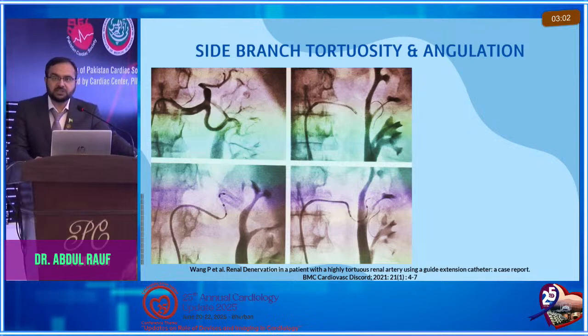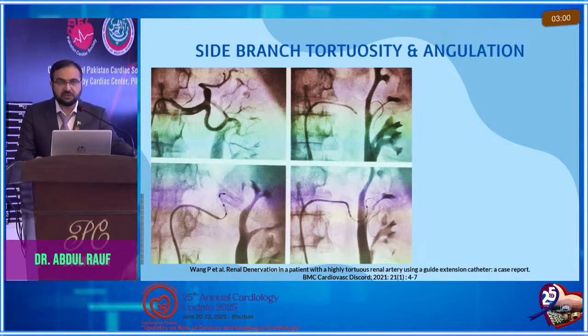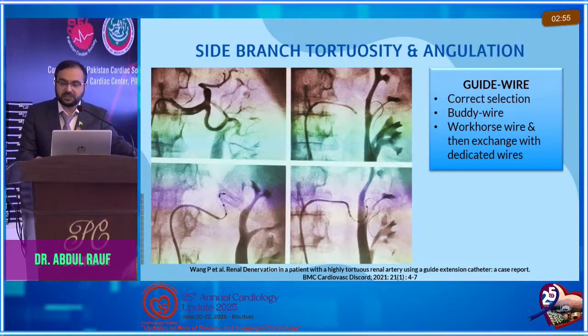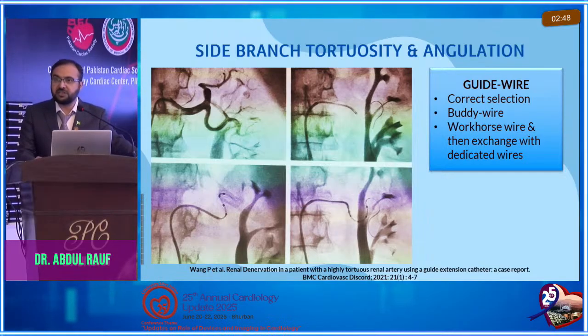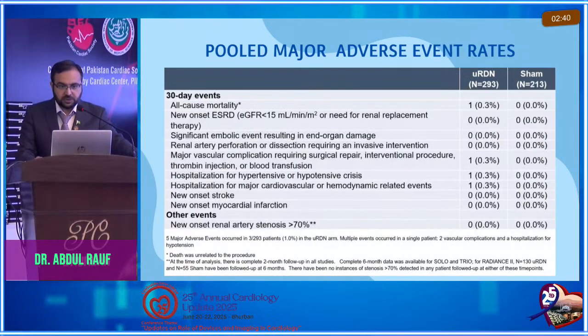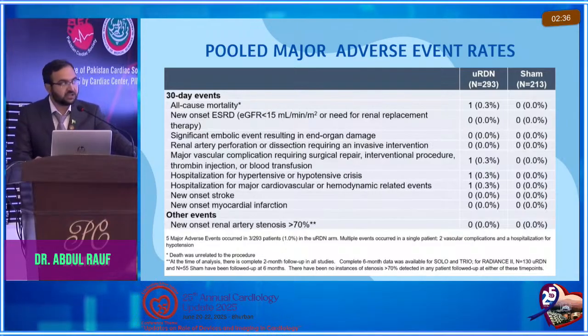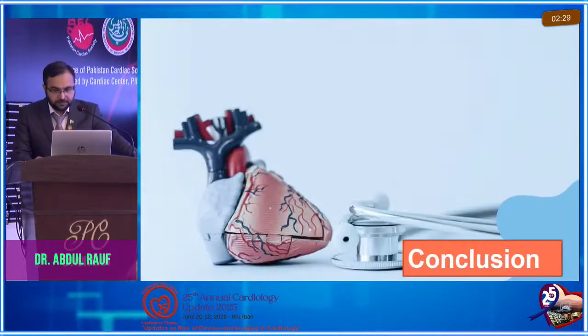Some of the side branches are tortuous and angulated. It's very simple, like when you are doing the coronary artery, you have to select the proper guide wire. The buddy wire can be used, a workhorse wire, and then exchanged with dedicated wires. And sometimes ancillary devices like microcatheters and GuideLiners can be used for tortuous arteries and angulation. If we talk about the major adverse events, this is a very safe procedure. You can see there the 30-day events. No significant events occurred in the Simplicity trials.